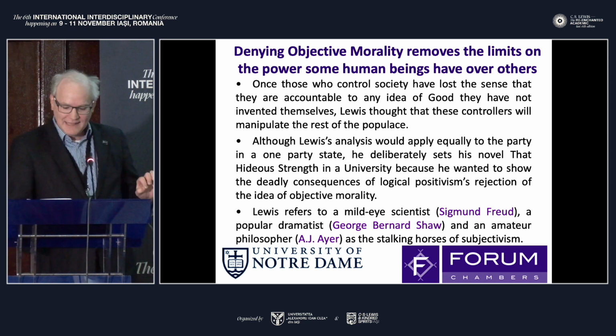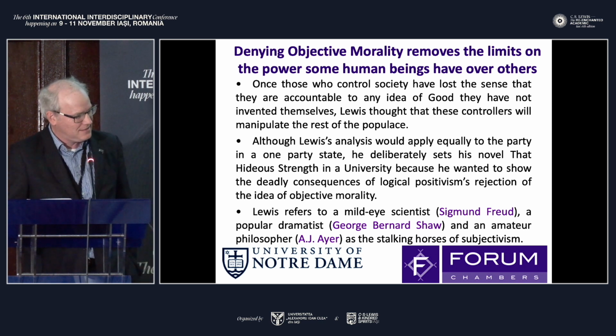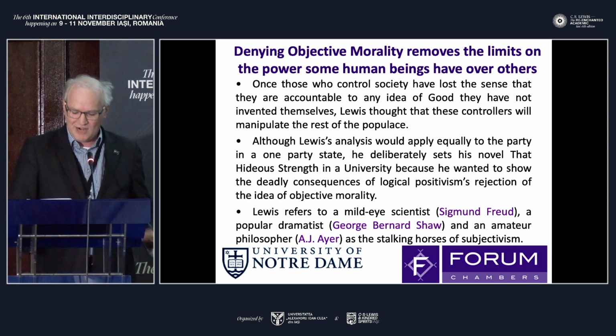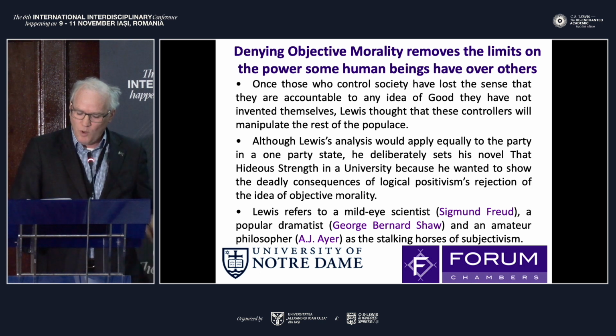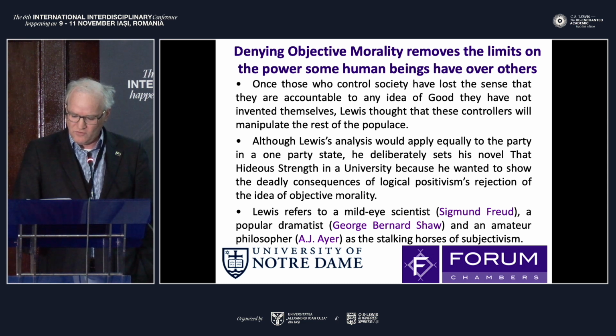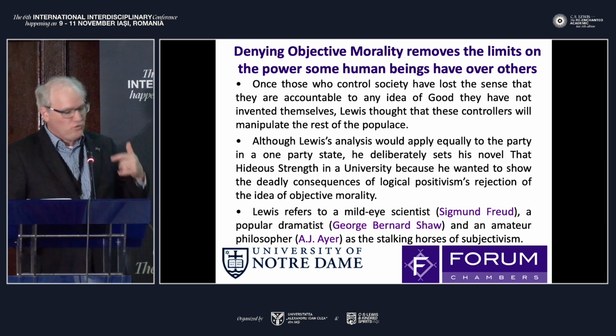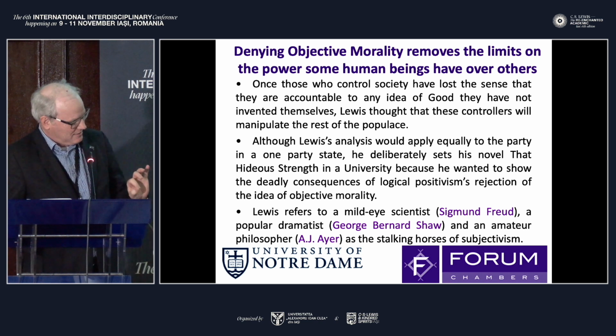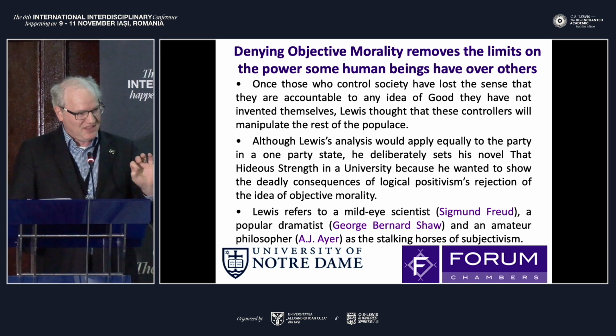Now, although Lewis's analysis would apply to a party in a one-party state, he deliberately sets his novel in the West, because he believes the loss of the commitment to objective morality can occur whatever a country's political system. He chose a university because he wanted to show the deadly consequences of the rejection of the idea of objective morality being taught by his academic colleagues at Oxford. What he wants to show is the outworking of the philosophy of logical positivism in vogue in Oxford University in his day. But his genius is that his critique is not limited to that philosophy or to that moment.